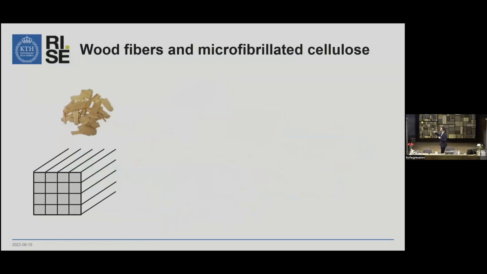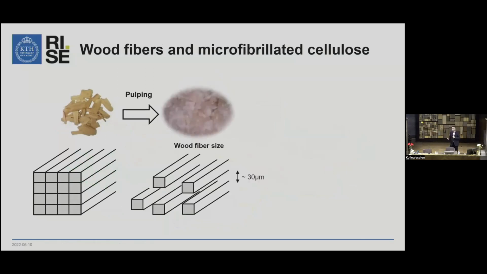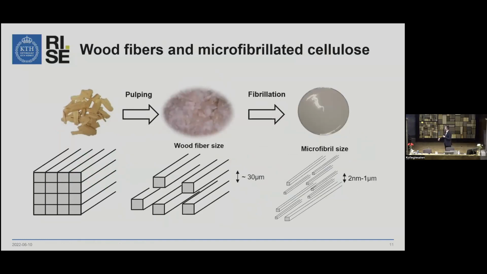So, as I said, the wood fibers are bound together in the wood tissue. By pulping processes, by mechanical means or chemical means, we can liberate the wood fibers, and the widths of the wood fibers are typically about 30 micrometer. And then using a fibrillation process, for example, high pressure homogenization, we can liberate the microfibrils from the wood fiber cell walls. And the thickness in the microfibrillated cellulose is typically between 2 nanometer up to 1 micrometer.